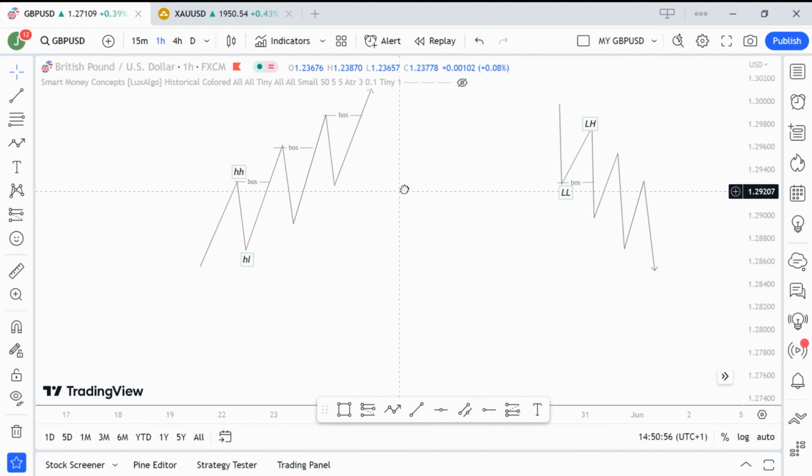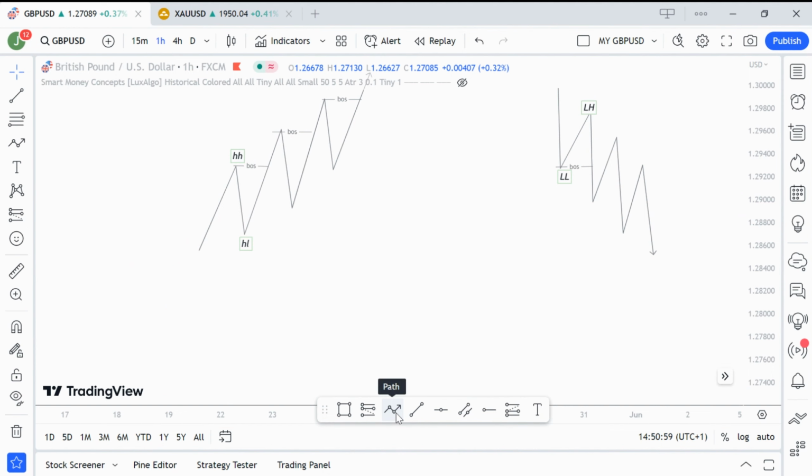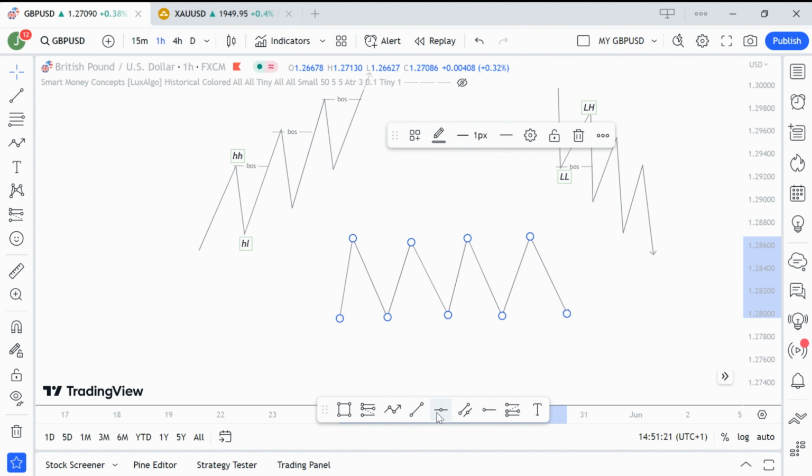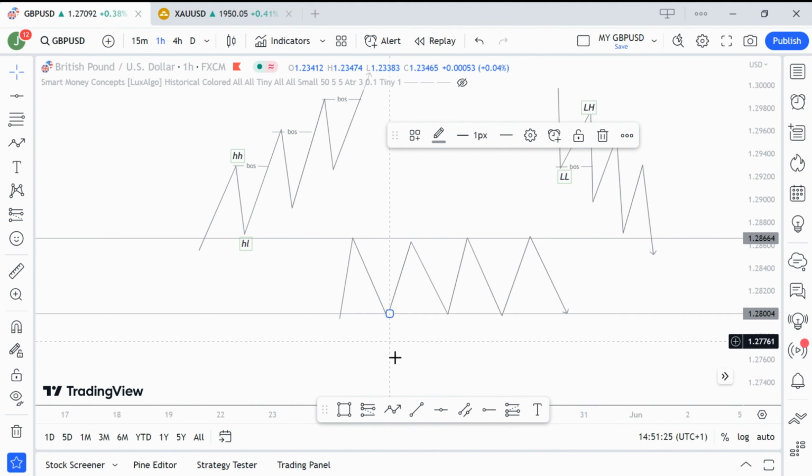Then lastly, we have another market structure, the indecision market or the ranging market or the consolidation market. Like this, it doesn't move in any direction, it just goes sideways with equal highs and equal lows. There is no break of structure to the downside or to the upside. It just goes like that. Equal highs, equal lows, equal highs, equal lows.